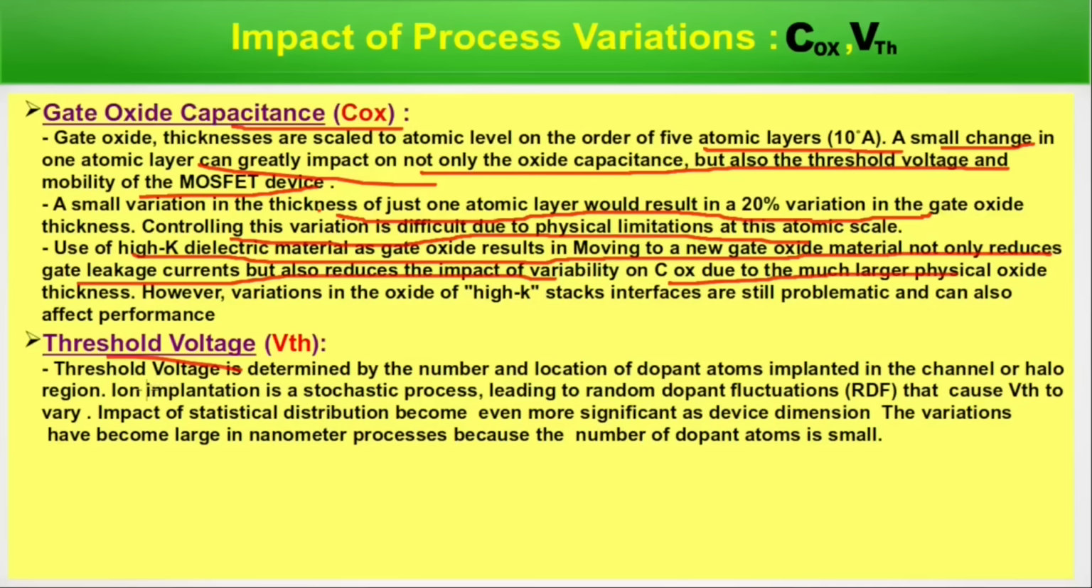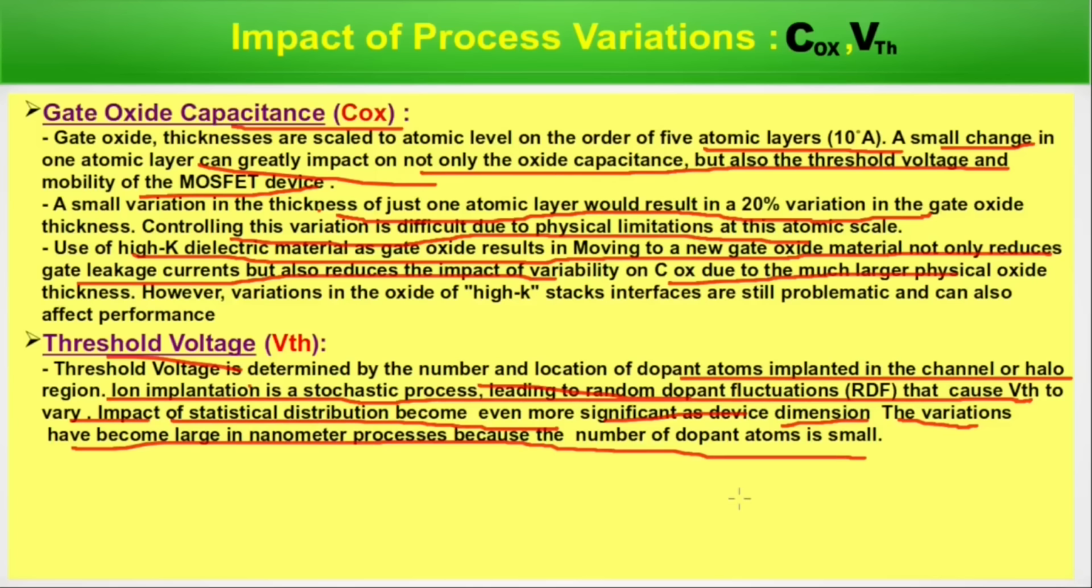So now threshold voltage. Threshold voltage is determined by the number and location of dopant atoms implanted in the channel or halo region. Ion implantation is a stochastic process leading to random dopant fluctuation that causes VTH to vary. The impact of statistical distribution becomes even more significant as device dimension reduces. The variations have become large in nanometer processes because the number of dopant atoms is small. When the dimension is small, a small change in the number of dopants can give a huge impact. So this variability actually impacts gate oxide and threshold voltage.